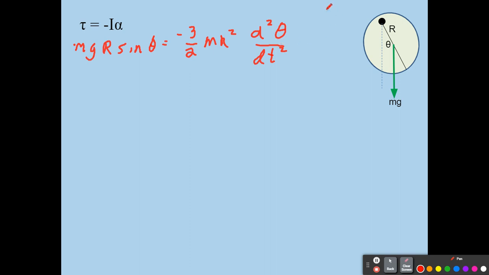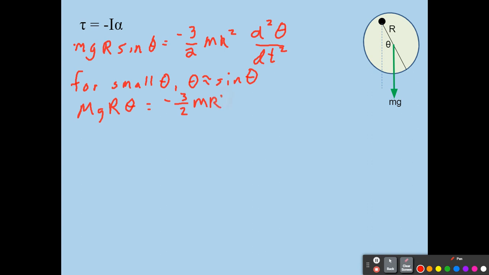So then the next step is the small angle approximation. So for small angle, theta is approximately equal to sine theta. So that gives me mgr theta is equal to a negative 3/2 mr squared, second derivative with respect to time of theta.